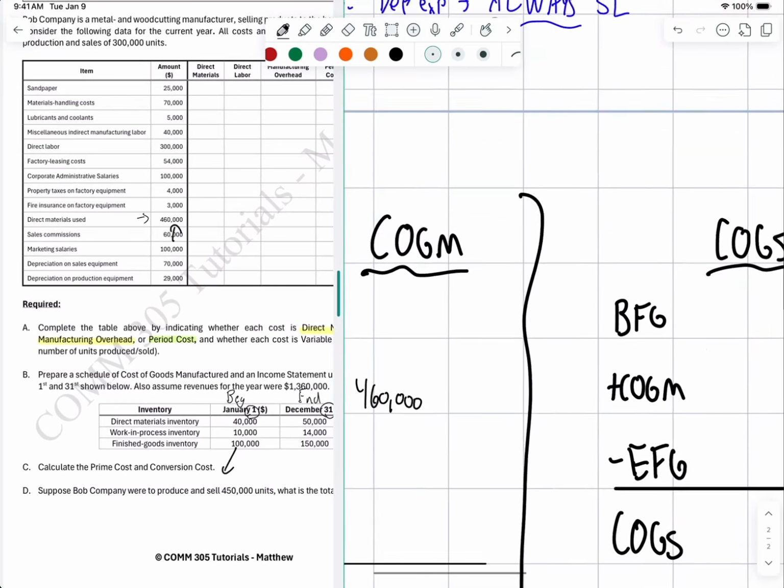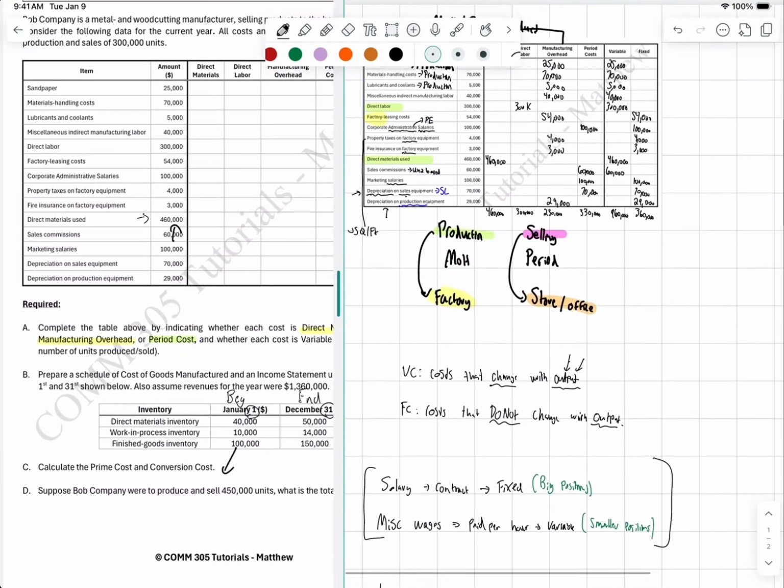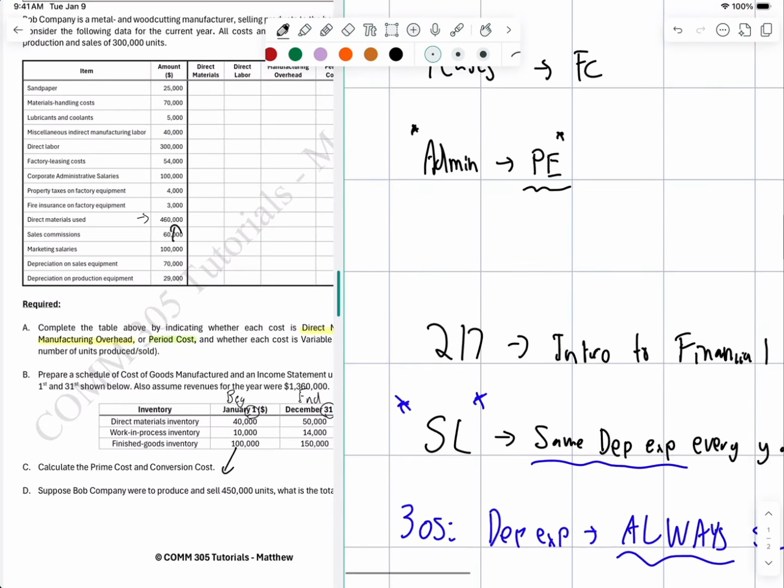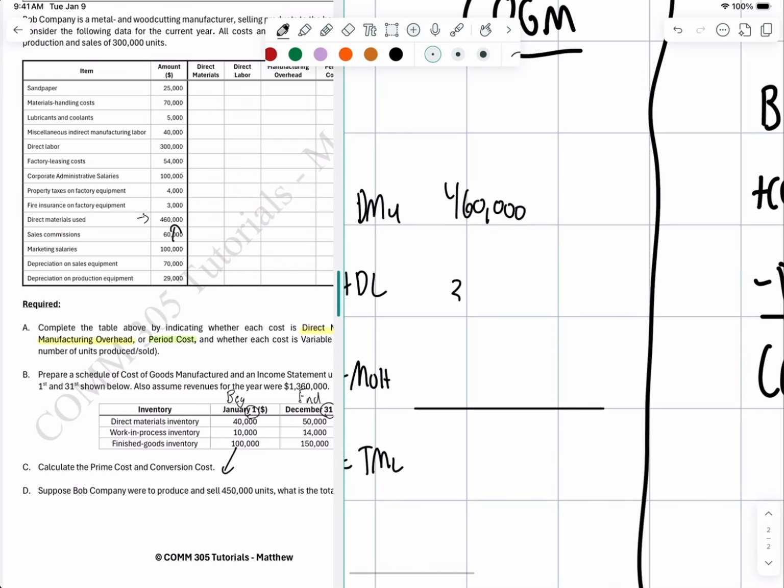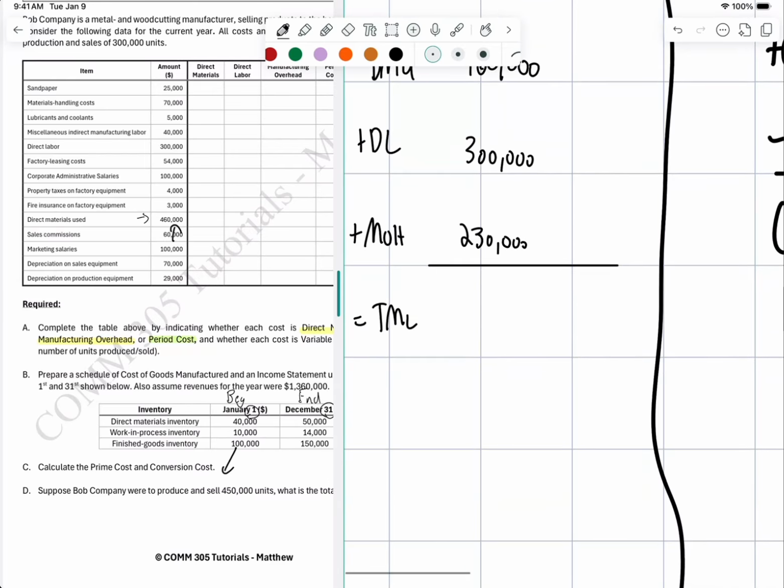So 460, I believe the DL was, let's go look here, I had it 300, and then the MOH is 230. So 300, MOH 230. That gives you a total manufacturing cost of 990. Okay, there we go.